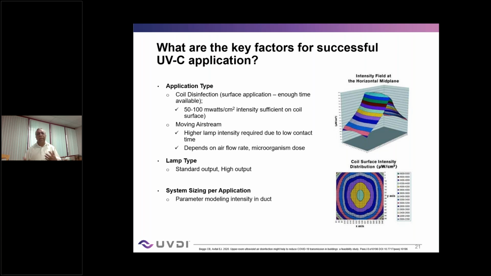The lamp types are, of course, important. Standard output and high output lamps are used. And then, given all the factors I just talked about, I think parameter modeling is so important.